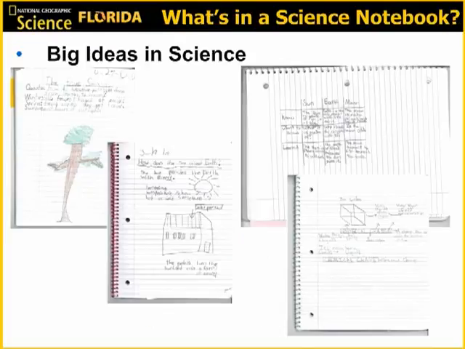When it comes to what's in a science notebook, there are a few key elements you want to make sure your students are recording. The first is their notes and thoughts about the big ideas of science. The examples on the left come from students in 2nd grade, and the examples on the right are from 4th grade students. As you can see, each of these examples in some way represents the big ideas students are learning about the units they are currently studying. Take a moment to look at these examples.